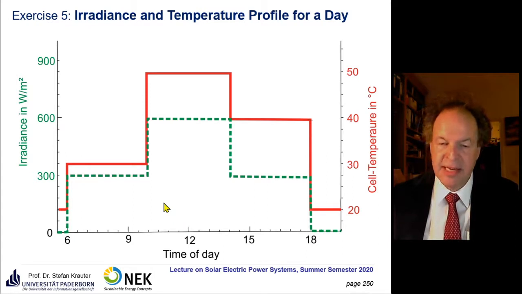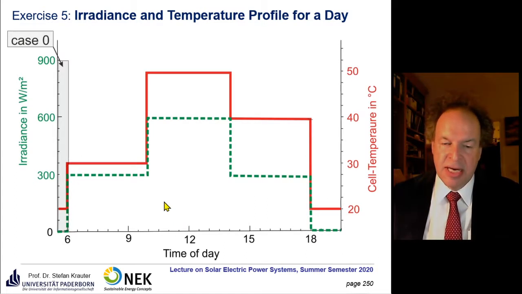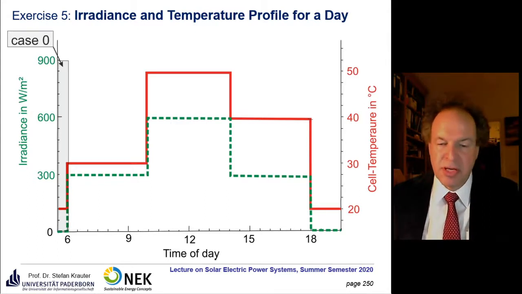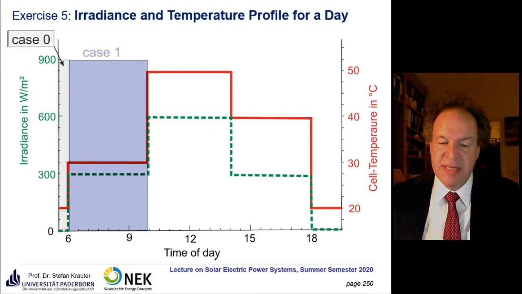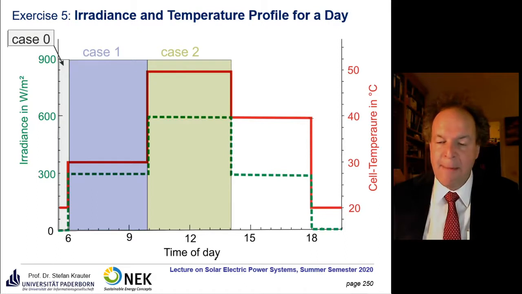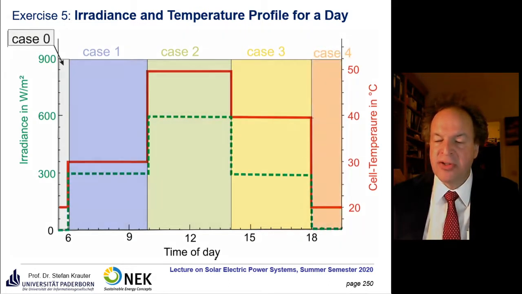So we make a case separation as in exercise number 4. Case 0, what's not of interest because there's no irradiance. Case number 1 from 6 a.m. to 10 a.m. Case number 2 from 10 a.m. to 2 p.m. and case number 3 from 2 p.m. to 6 p.m. and after 6 p.m. is case number 4. Let's start with case number 1.